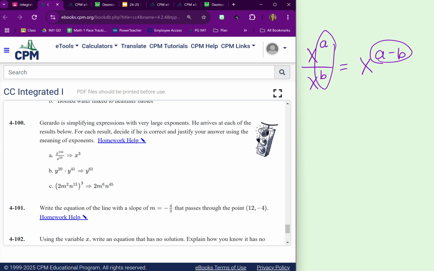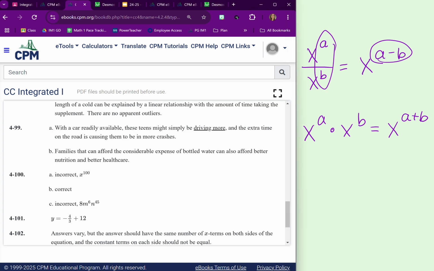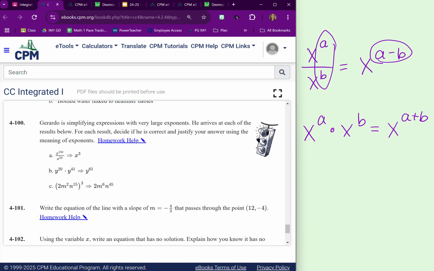In the next example, for B, if you have like bases being multiplied, you could write this out in expanded form and write A amount of x's and then B amount of x's, all connected by multiplication. But when you combine them, it's just the same as adding however many you had from each case. So in this case, y to the 20th times y to the 41st, you would add those together and get y to the 61st. So checking our answers, B is correct.